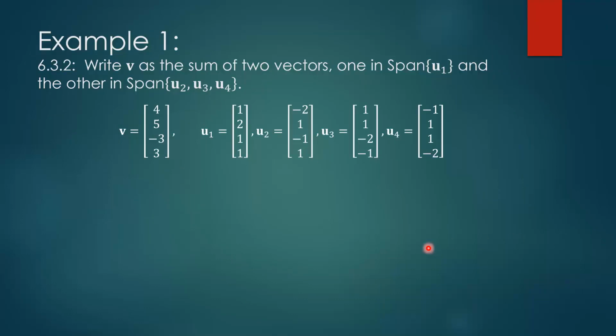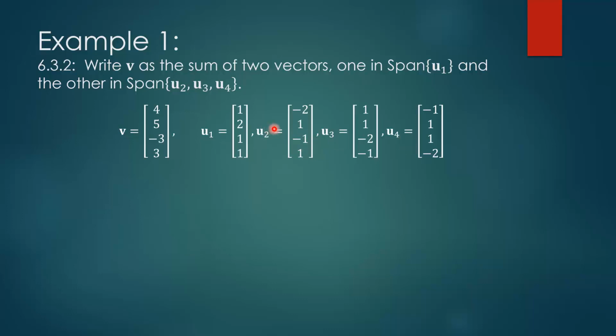Here's an example. We want to write v as a sum of two vectors: one of them in the span of u1, and the other one in the span of u2, u3, and u4. So we're going to split up these vectors. They are linearly independent, so they span all of R4. But what we want to do is split this up into two subspaces, one spanned by u1 only, and another subspace spanned by u2, u3, u4.